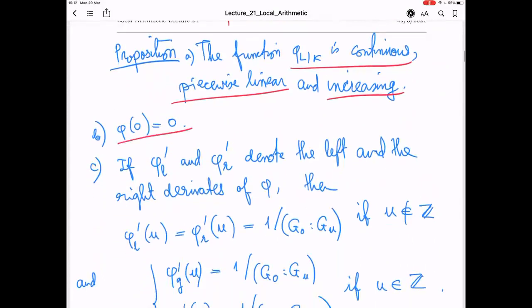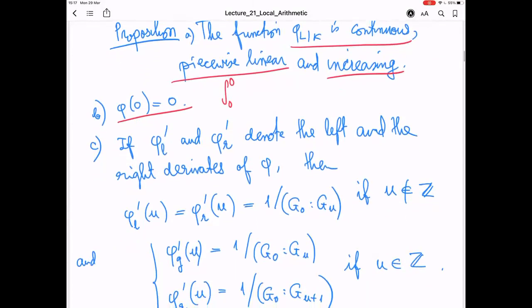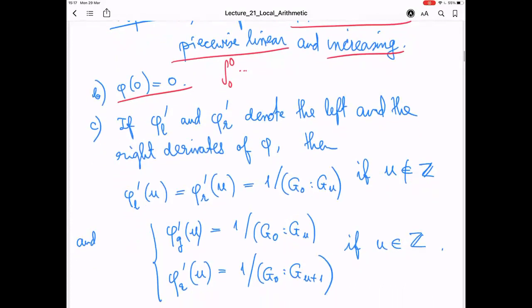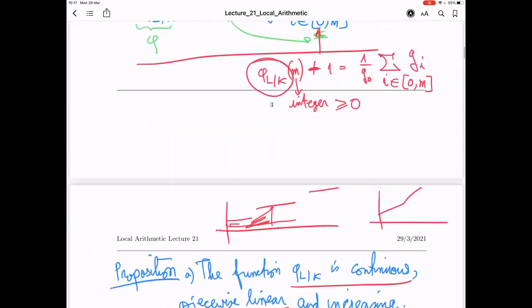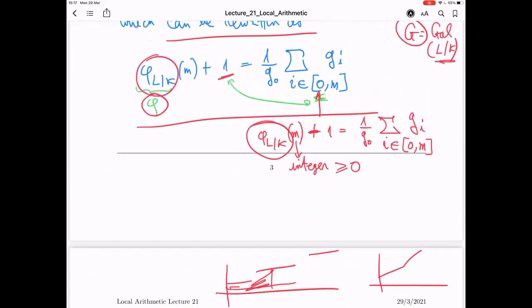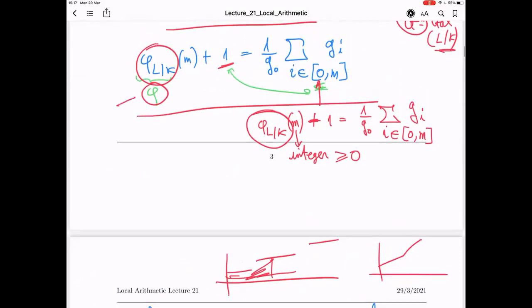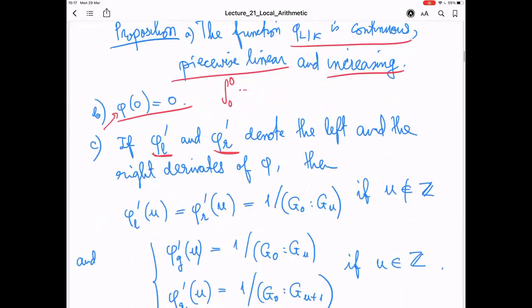Phi of 0 is 0. That's clear because it's the integral from 0 to 0 of something. Now, the derivative, the left derivative and the right derivative of this phi. So this function phi L over K will sometimes be simply called phi, right? Phi L over K is the full name. Sometimes we'll just abbreviate it to phi. Just as here, we have already done it.